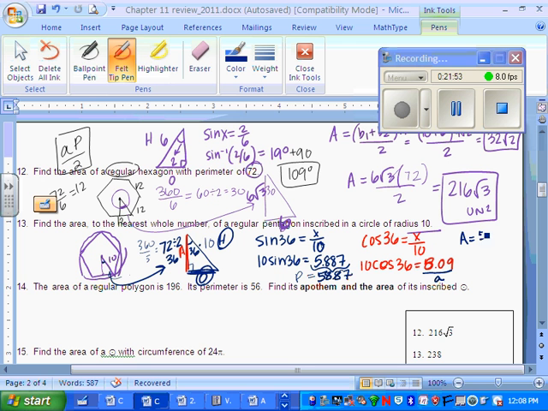So solving the problem, 58.87 for perimeter times 8.09 divided by 2. We're rounding to the nearest whole number, so we get approximately 238 units squared. That's approximate, not exact.